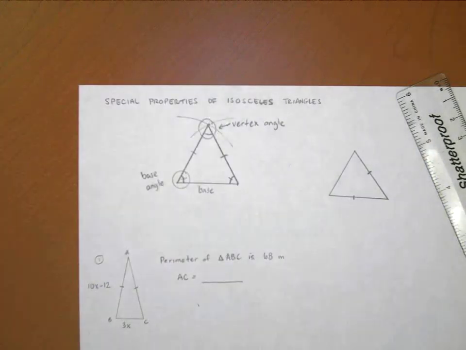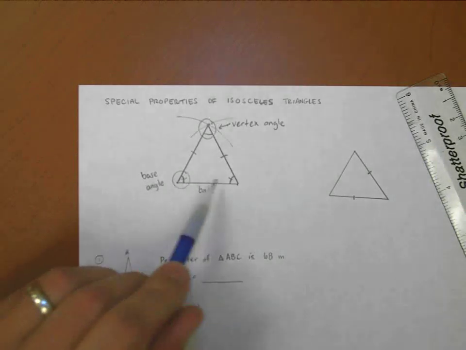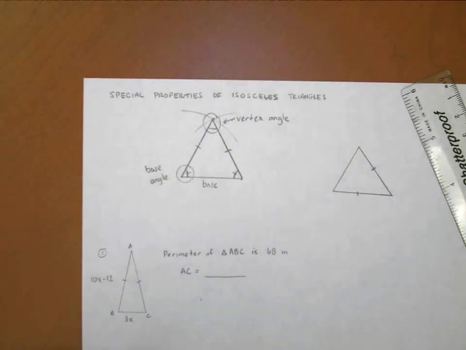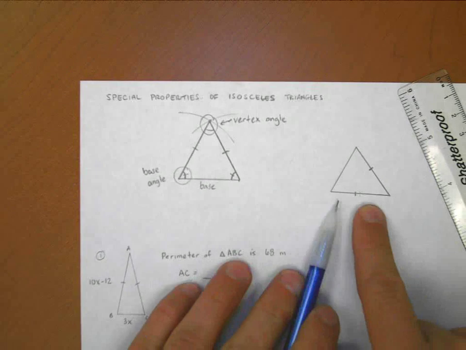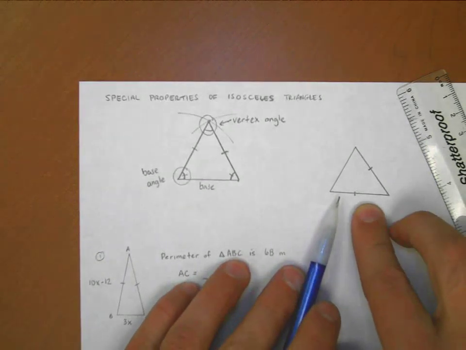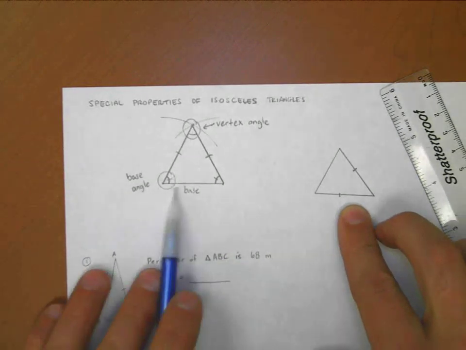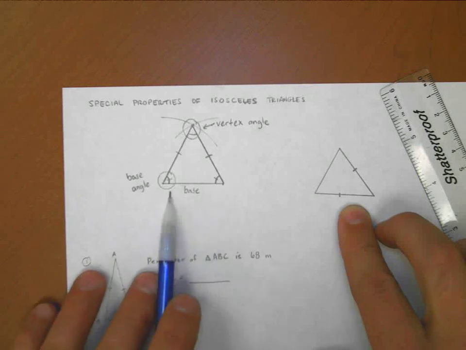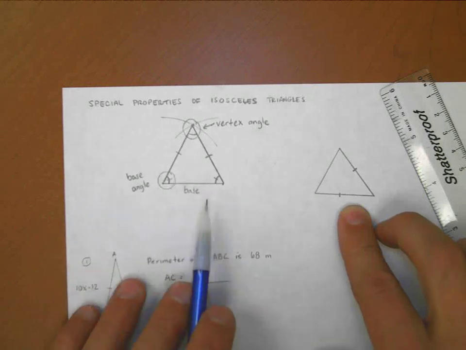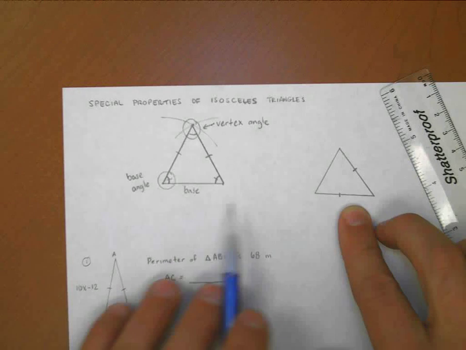You'll see those referred to in some of the word problems. They'll spell that out and say the base angle is this. Well, that's what they're talking about. It's one of the two congruent angles. The reason I draw this off to the side here is I just want to point out that just because this is on the bottom doesn't necessarily make it the base. The base is the one that is different from the others.